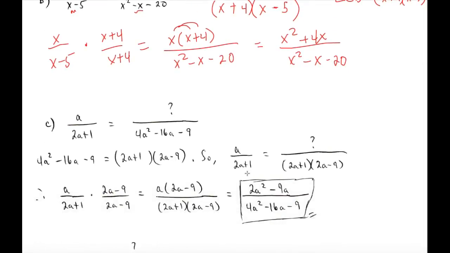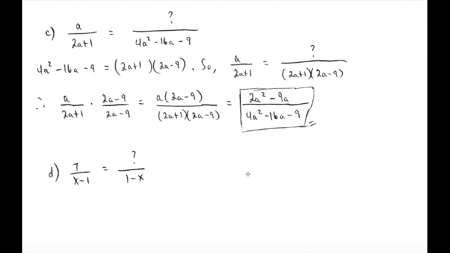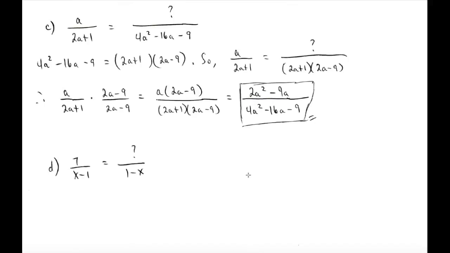All right. So for the next example, sort of the same thing. We see here that we have a rational expression, a divided by 2a plus 1, and we're trying to find an equivalent fraction with 4a squared minus 16a minus 9. And so from there, we see that if we factor 4a squared minus 16a minus 9, we get 2a plus 1 times 2a minus 9.